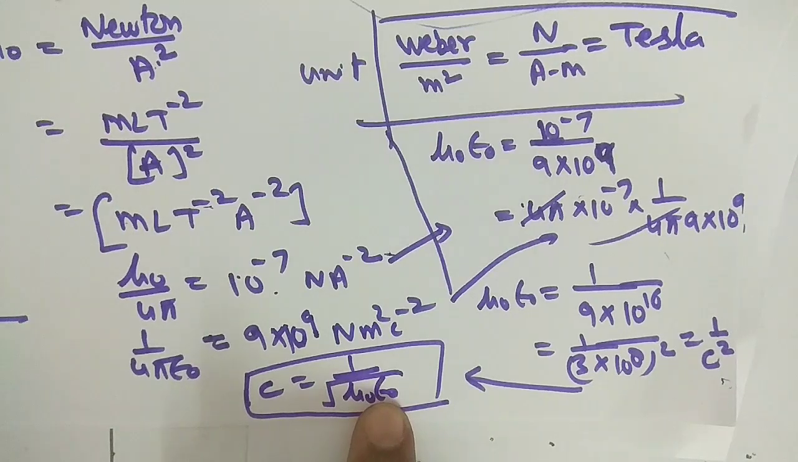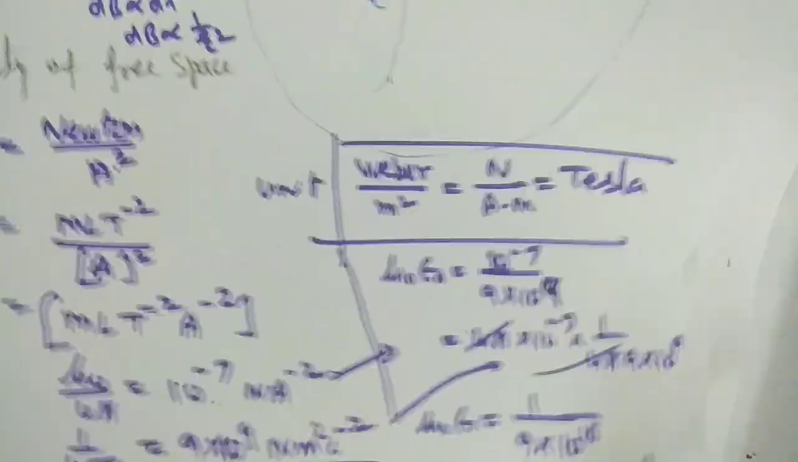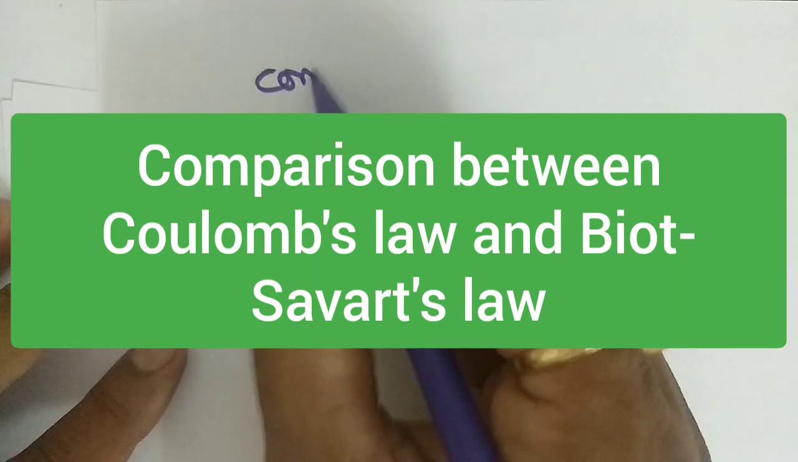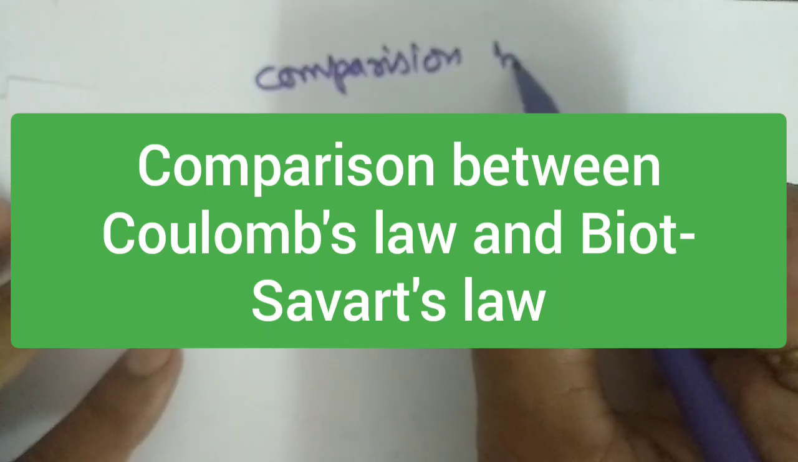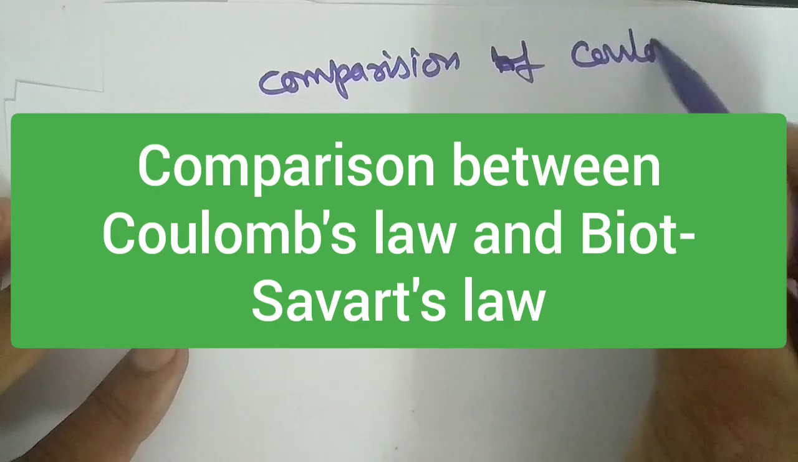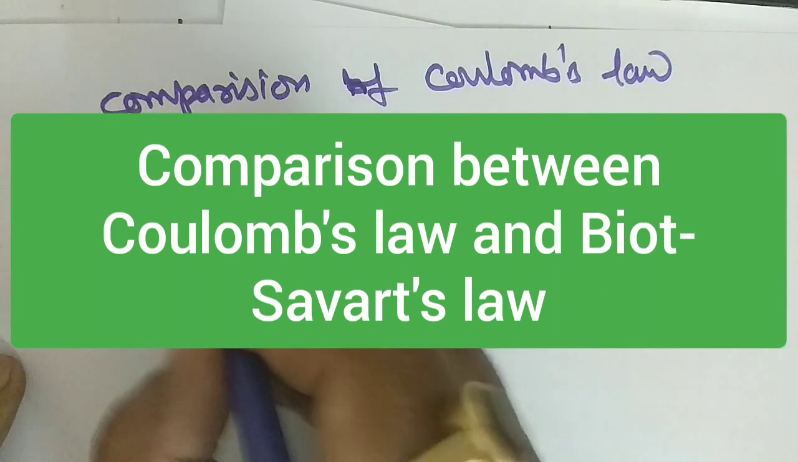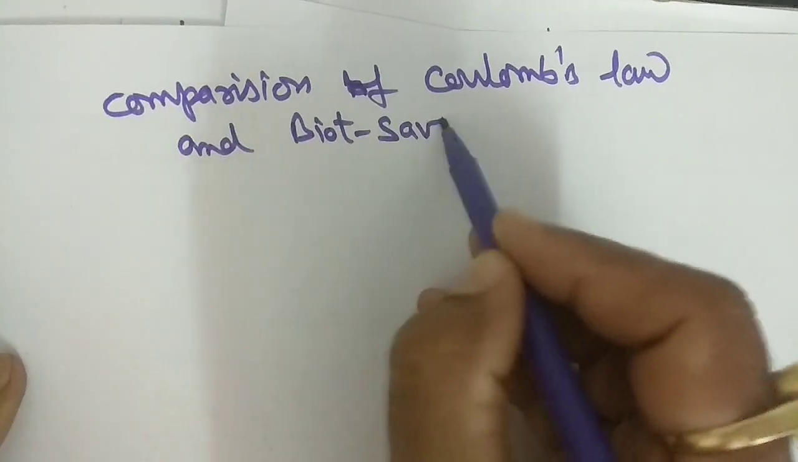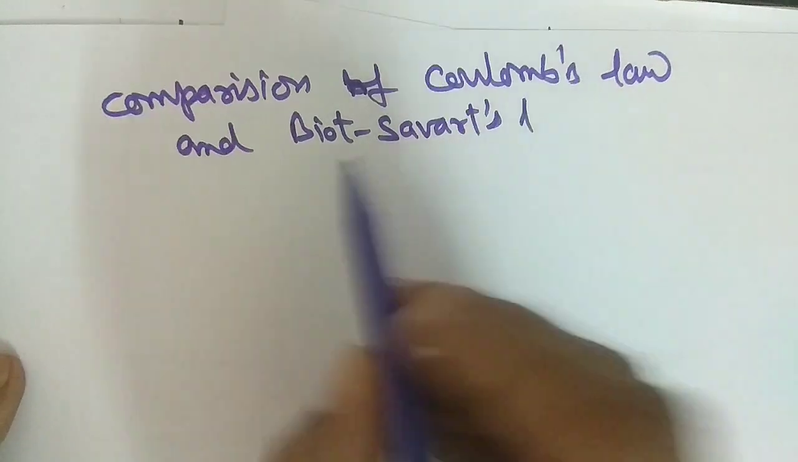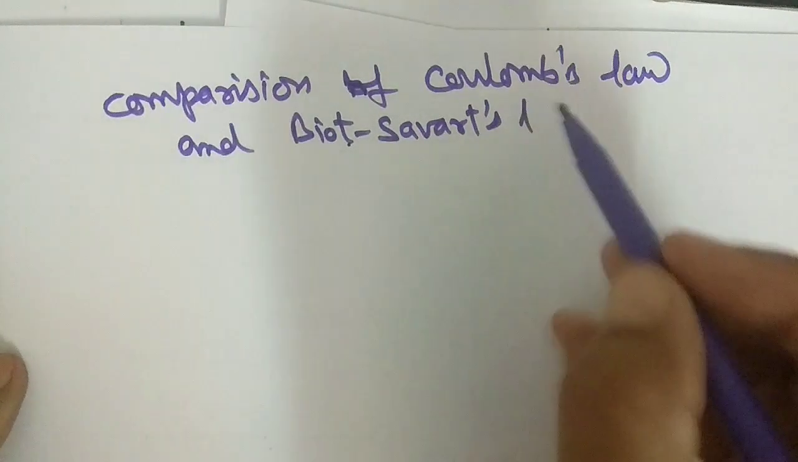Now we can compare Coulomb's law and the Biot-Savart law also. Okay, we can compare. Comparison of Coulomb's law and Biot-Savart law. Here in Biot, the T is silent, so you will pronounce it Biot-Savart law.